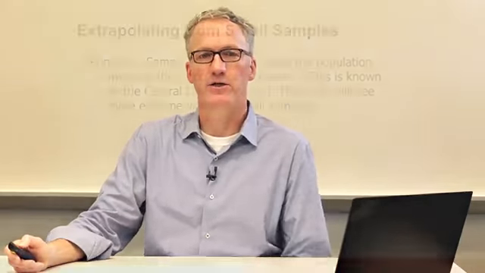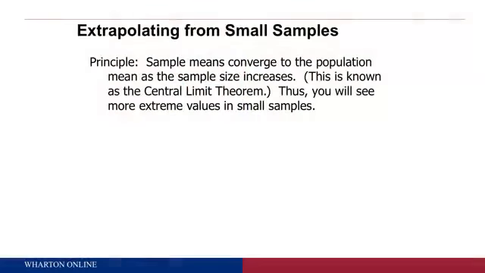And this is a major problem for performance evaluation because we are apt to draw too strong a conclusion from small samples. Let's look at this in a little more detail. Sample means converge to population means as the sample size increases. If you've had a statistics course, you might recognize this as the central limit theorem. So because this happens as we get larger and larger samples, the converse is exactly true, that the smaller the sample, the more likely you see more extreme values.